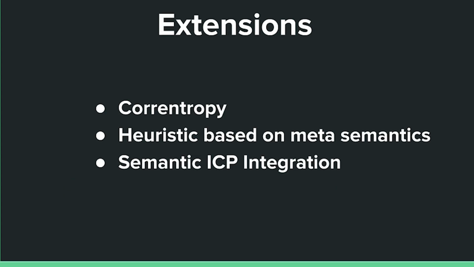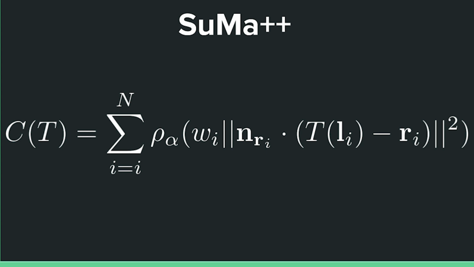We extend SuMa++ to better utilize its semantic information. There are a few different methods we developed. The first is Kerentropy. The second one is a heuristic based on meta-semantics. And the final one is integrating Semantic ICP into SuMa++. Each of our extensions modifies the cost function. First, we'll look at the original cost function for SuMa++. For each of the methods, you'll see some modification to the weight, here denoted by W sub I.